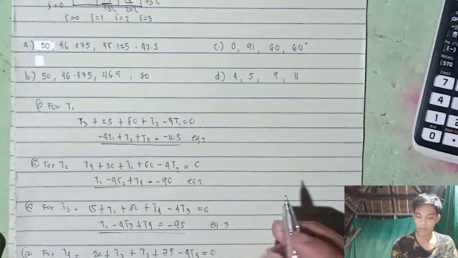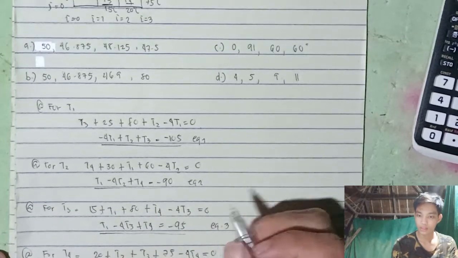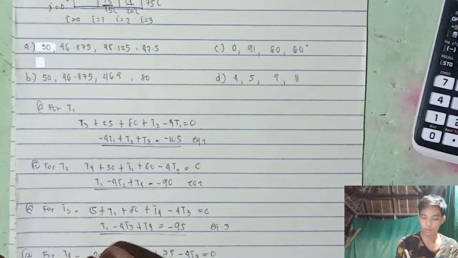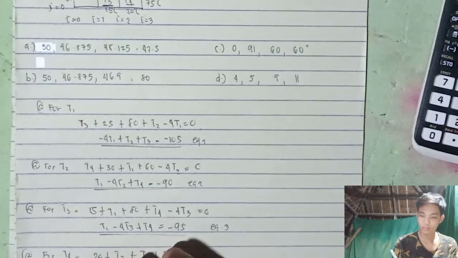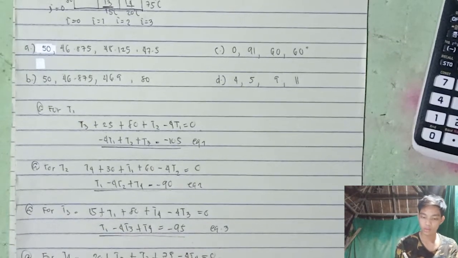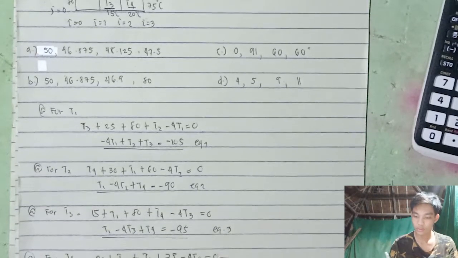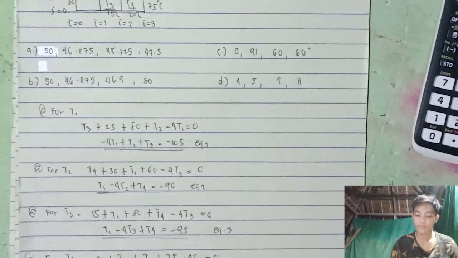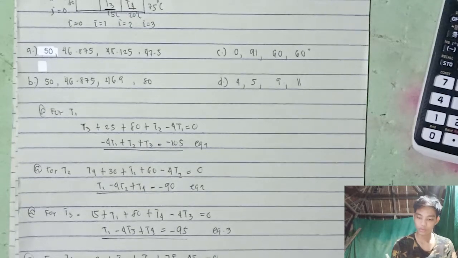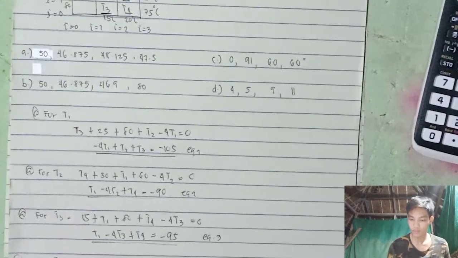Let's list our equations. Equation 1 is negative 4T1 plus T2 plus T3 equals negative 105. For equation 2, we have T1 minus 4T2 plus T4 equals negative 90. For equation 3, we have T1 minus 4T3 plus T4 equals negative 95. And for equation 4, we have T2 plus T3 minus 4T4 equals negative 95. So we have 4 equations for 4 unknowns, and we have obtained all our given values.